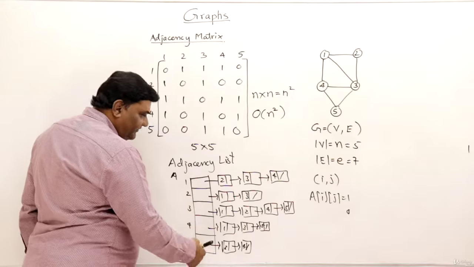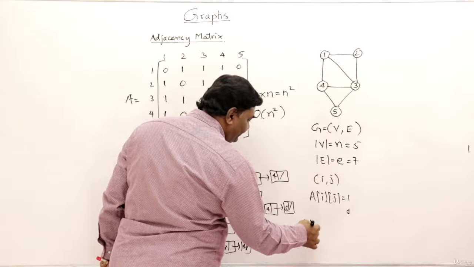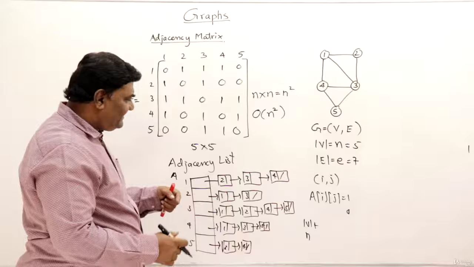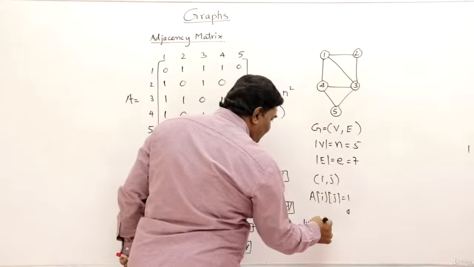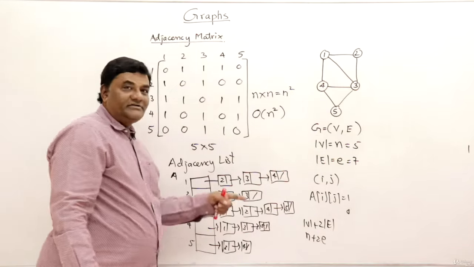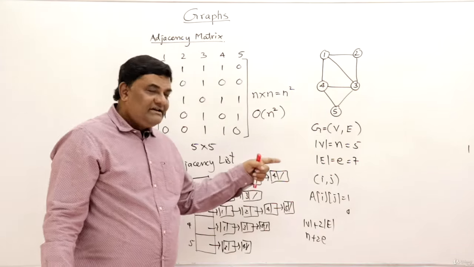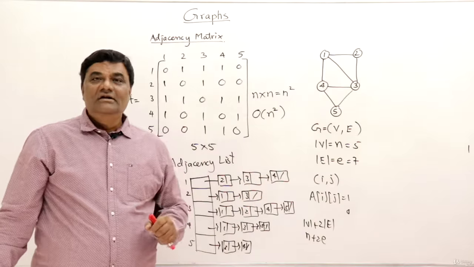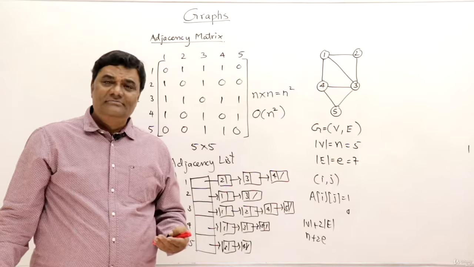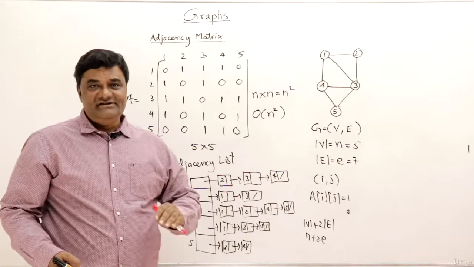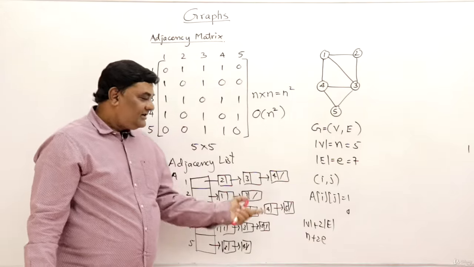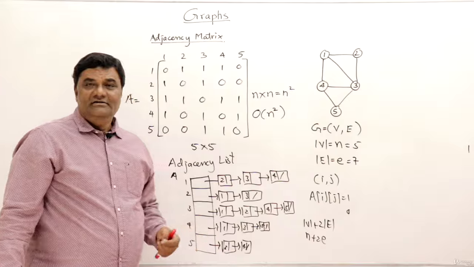It is the set of vertices V, that is n, plus the set of edges, but each edge is represented 2 times, so 2 into e. So this is 2e. So the time depends on the set of vertices and set of edges. There it is dependent on the square of vertices. So the time taken by any algorithm depends on the number of vertices and edges, and it depends on which data structure is used by the algorithm. It may be n square or it may be V plus E.